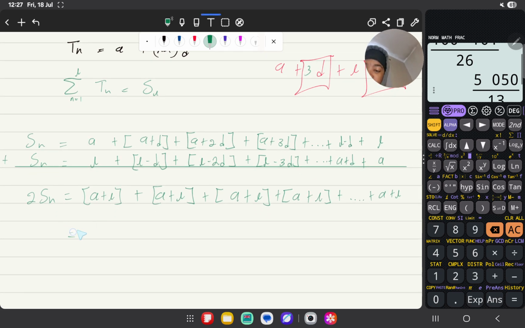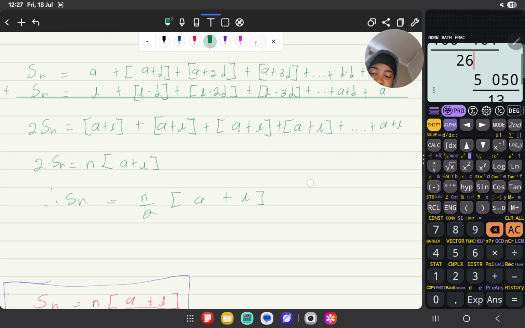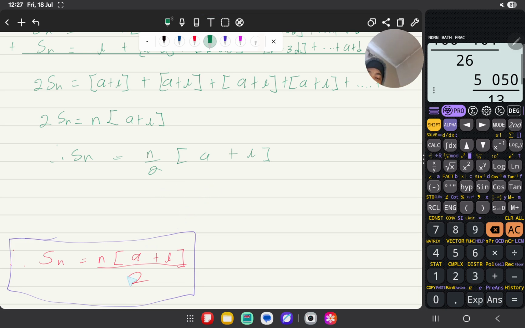So what you are seeing here is that 2Sn gives us, we are basically adding this n times, depending on how many terms we have, right? Which is n for how many terms we have. So it's this A plus L, right? Then we divide by 2, and therefore Sn equals n divided by 2 times A plus L, right? So this then is the formula. Beautiful. Look at this. Do you see? Yeah. So that is the formula that we use.